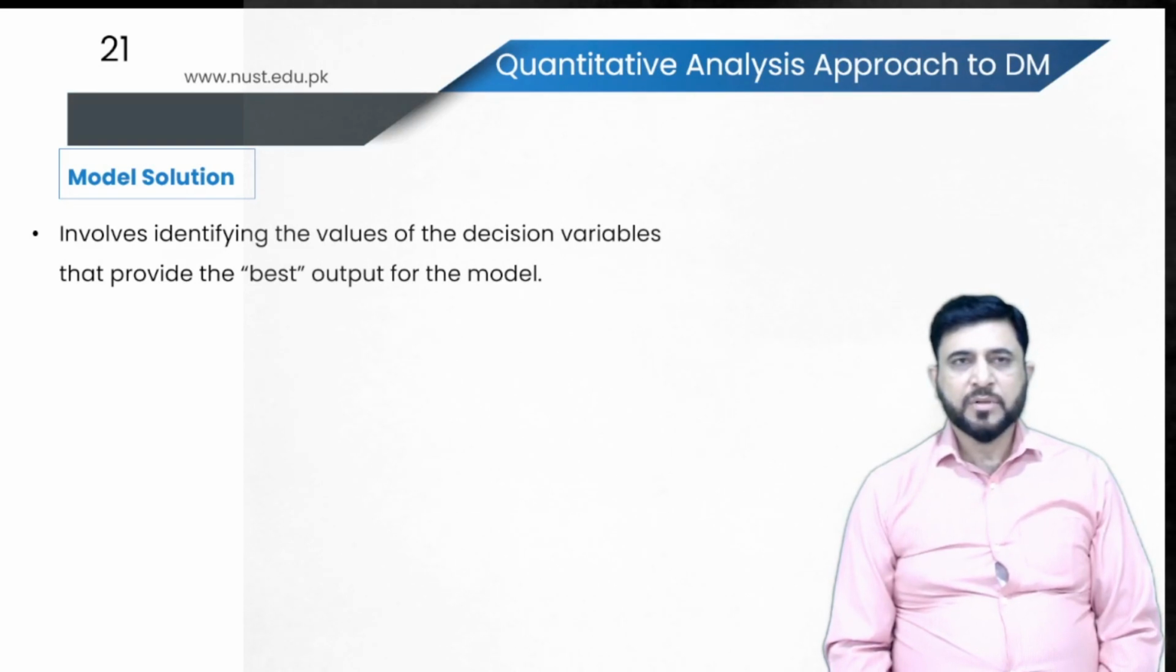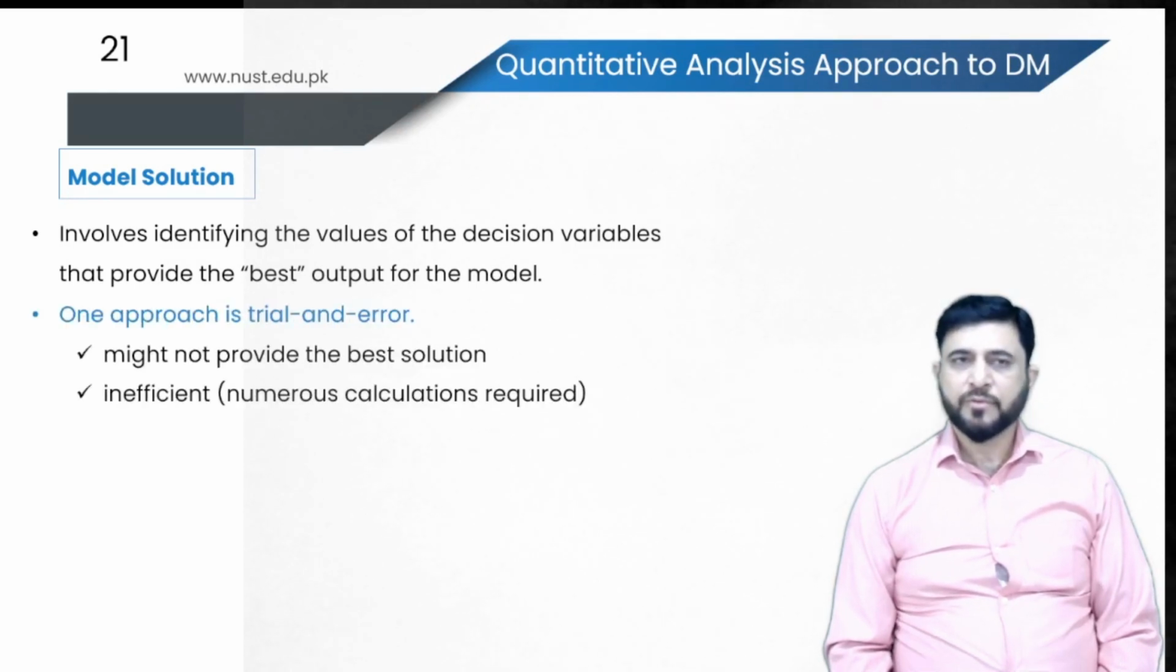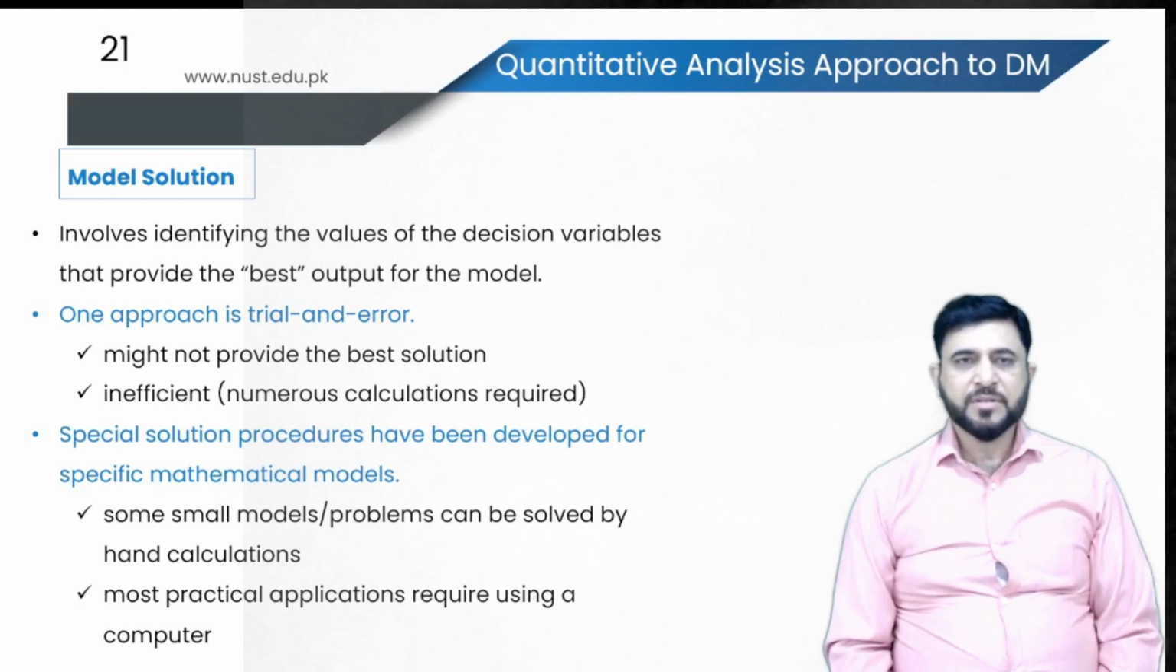What is model solution? Basically, it involves identifying the values of the decision variables that provide the best output for the model. One approach is trial and error, as already discussed. It might not provide the best solution, it is inefficient, and numerous calculations are required. Special solution procedures have been developed for specific mathematical models. Some small models or problems can be solved by hand calculations. Most practical applications require using a computer.